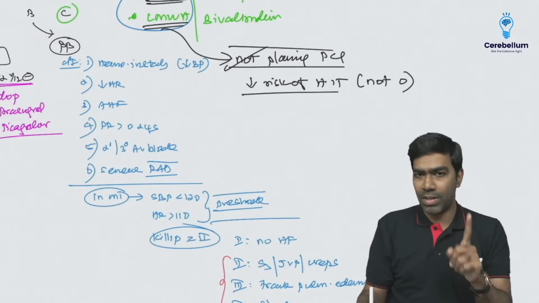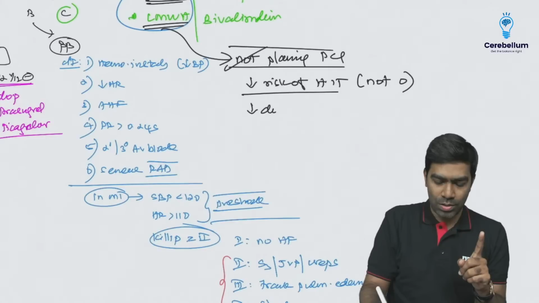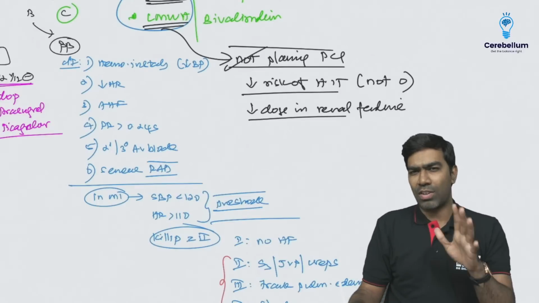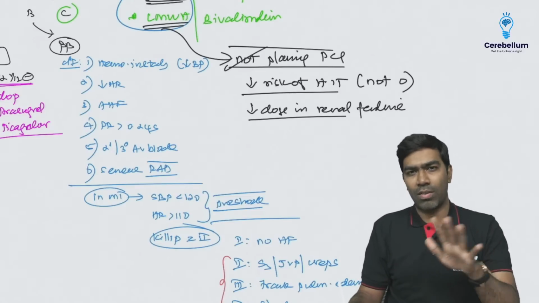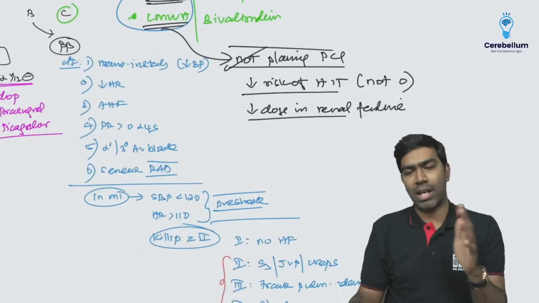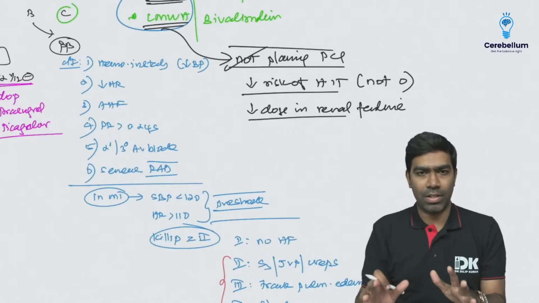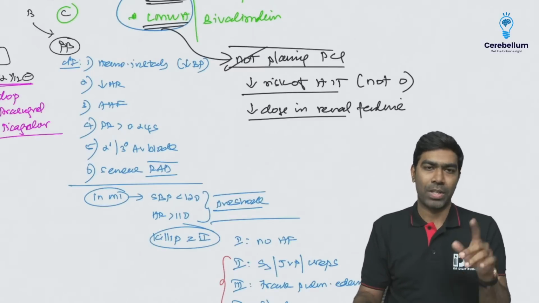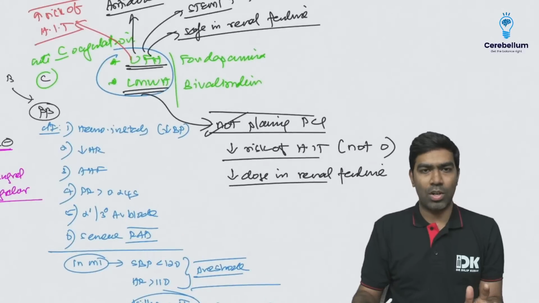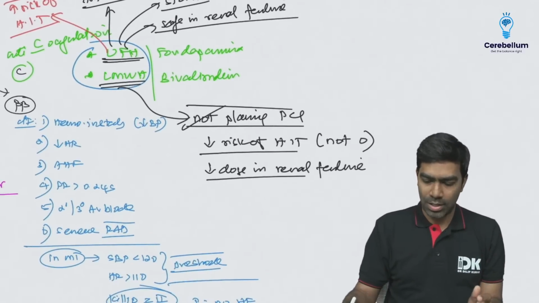And it is not safe in renal failure. You have to reduce the dose in patients with renal failure. And you don't have a good antidote, honestly speaking. Andexanet alfa can be used. Protamine sulfate also can be used, but both are not that effective. But best is actually andexanet alfa if you want to reverse enoxaparin, which is not available in most centers.